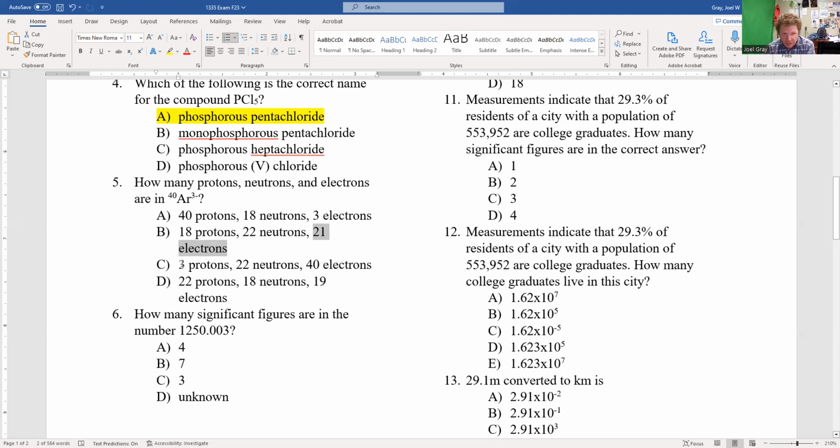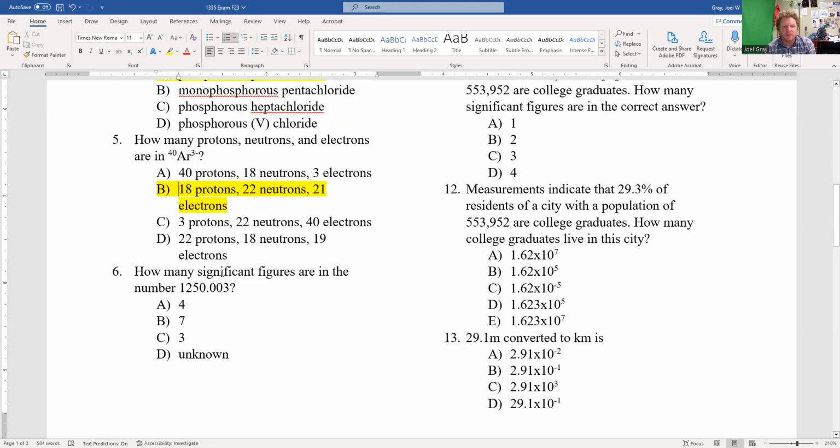Now let's go through C and D, just to make sure. C, we've got 3 protons, 22 neutrons. That would add up to 25. That's not right. Not to mention our mass number doesn't add up. Now answer option D, protons plus neutrons: we've got 22 protons, 18 neutrons. That would give us 40, but we have more protons than we have electrons. Therefore, our charge would be +3. So our answer for this is B.